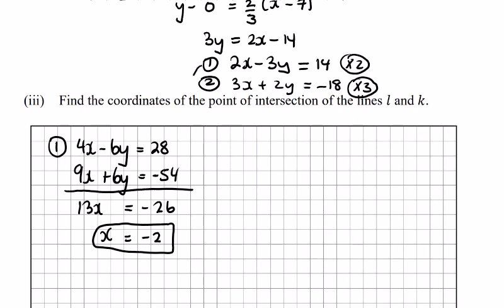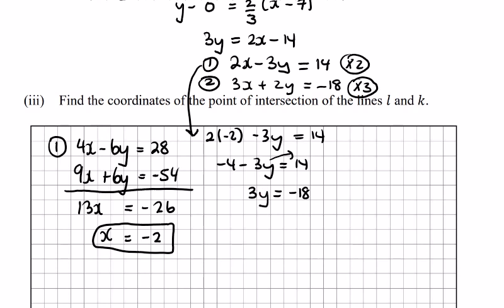If x is minus 2, I can use any of the lines. So 2 by minus 2, 2x minus 3y is 14. Minus 4 minus 3y is 14. So 3y is equal to, if I bring the 3y to the right to make it positive, minus 18. Sorry, 3y, I wrote x. 3y is equal to minus 18. Y is equal to minus 6. So the point of intersection is minus 2, minus 6.